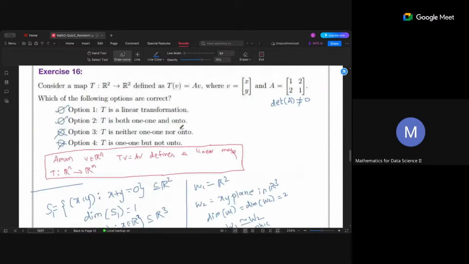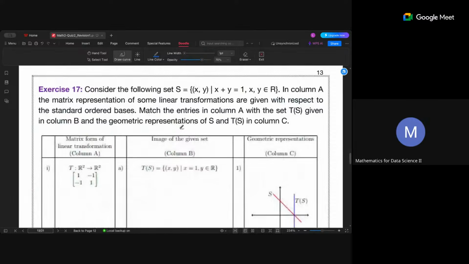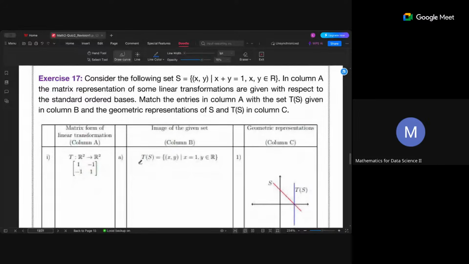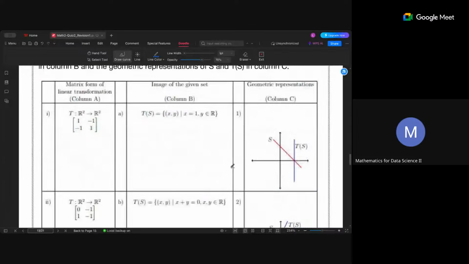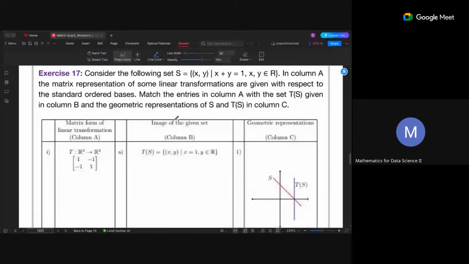Okay, fine. Now consider the following set S. This is the set of all x comma y such that x plus y is equal to 1. In column A, you have the matrix representation of some linear transformation. In column B, you have T of S, and in column C, you have the geometric representations. Now you have to match them up for this S. So your S is x plus y equal to 1. How do you calculate this?